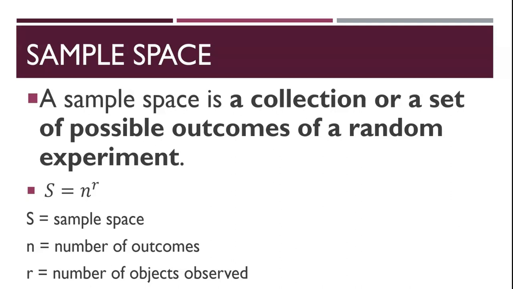To start, let us define sample space. A sample space is a collection or a set of possible outcomes of a random experiment. It is denoted by the formula S is equal to n raised to the power of r, where S is the sample space, n is the number of outcomes, and r is the number of objects observed. Remember, this formula will help us determine the number of total outcomes in our random experiment.